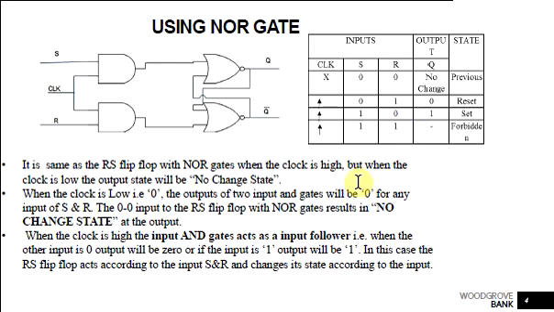So when the clock is high, the input AND gates act as input followers. Only when the clock is active do these AND gates act as input followers, so that it works like the normal SR latch. But when the clock is deactivated, the output remains the same, and these two AND gates are not connected. I hope you are clear with this.